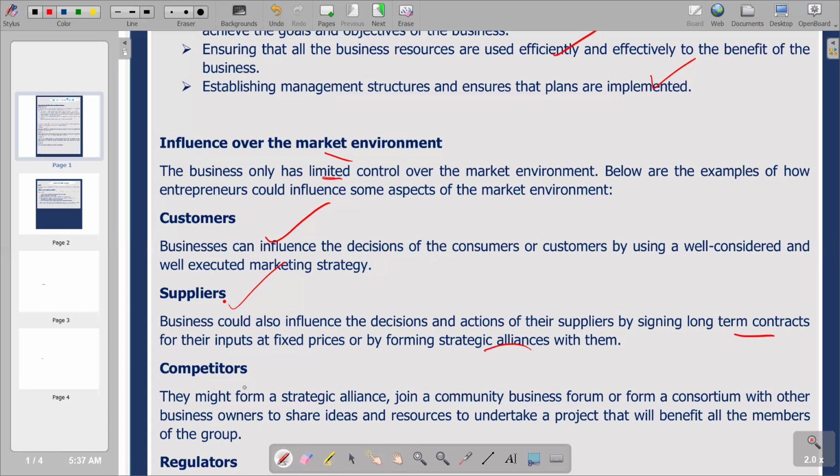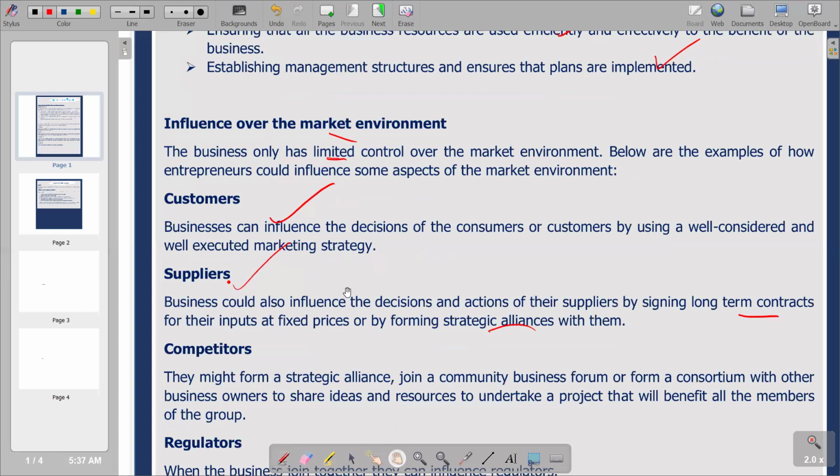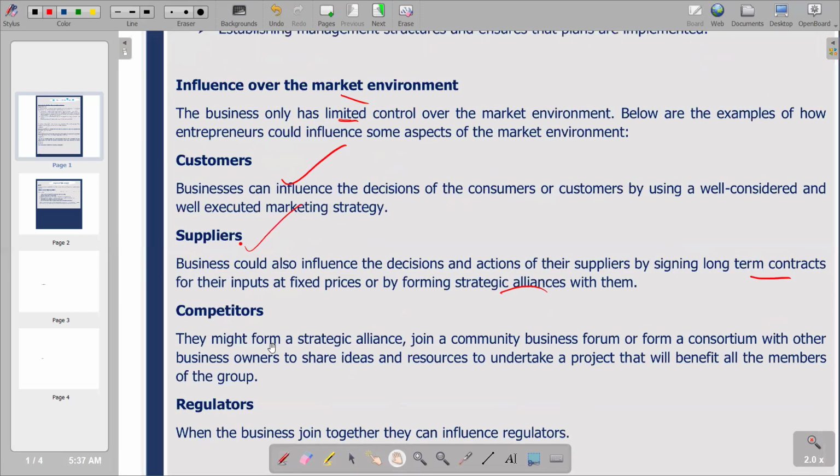And we've got our competitors also as a component of the market environment. They might form a strategic alliance. So how do they control the competitors as a component of the market environment? Is by forming strategic alliances. So very important to take note and go strategic alliance, or join a community business forum, or also form a consortium with other business owners to share ideas and resources to undertake a project that will benefit all the members of the group.